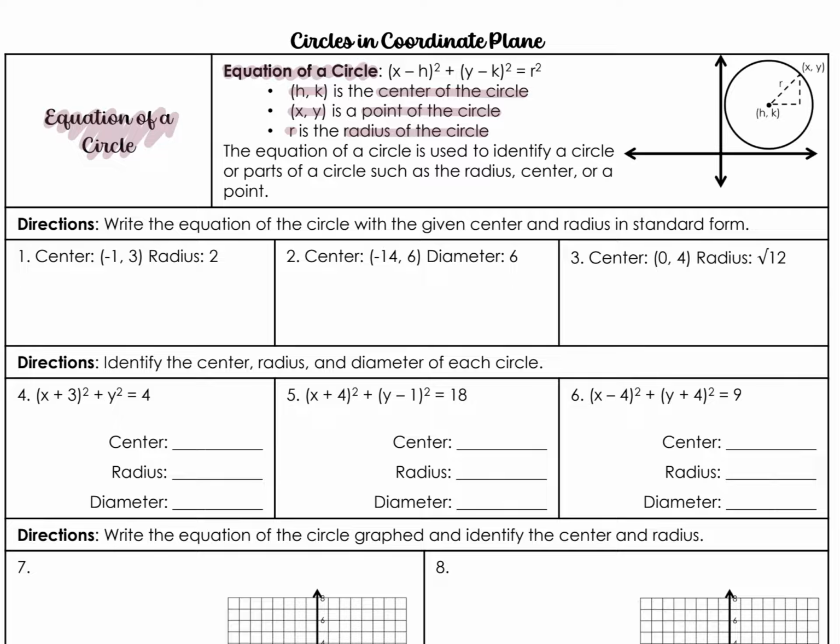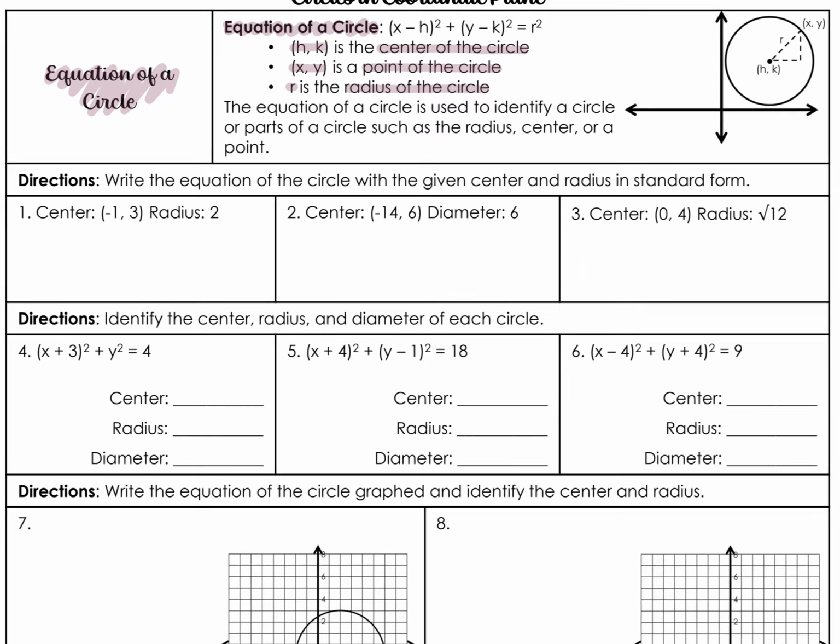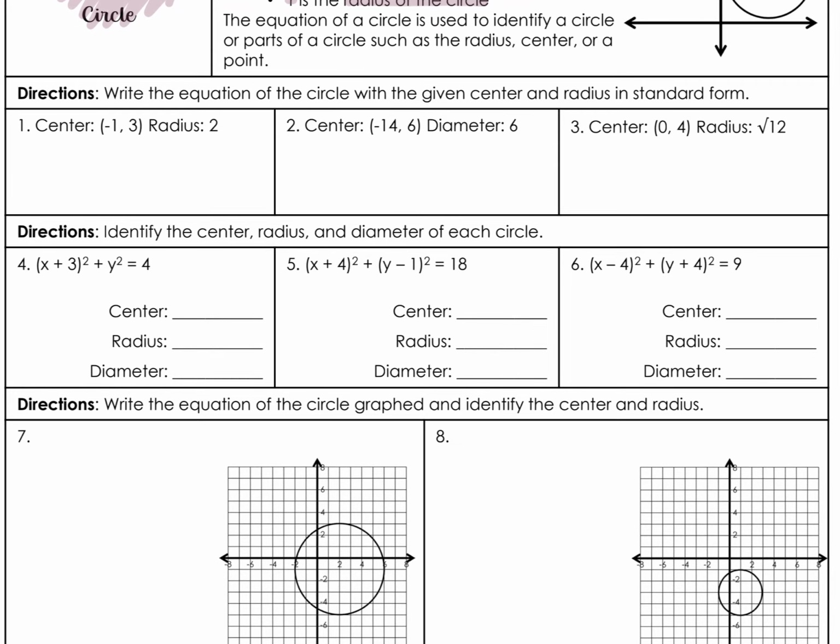The equation of a circle is going to be used to identify a circle or parts of a circle, such as the radius, the center, or a point. So we have different types of problems you might see. We're going to start off here with 1 through 3, where they're asking you to write the equation of a circle with the given center and radius in standard form.